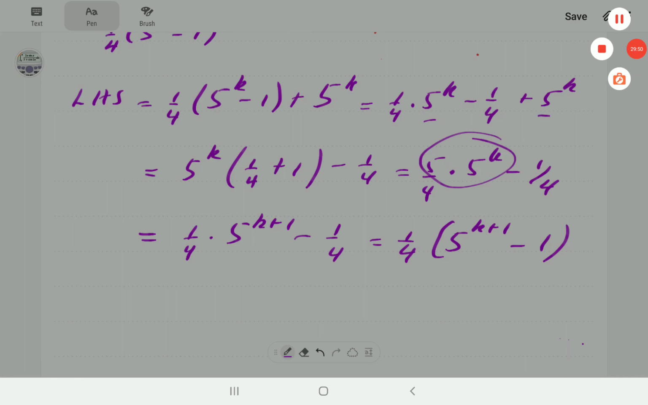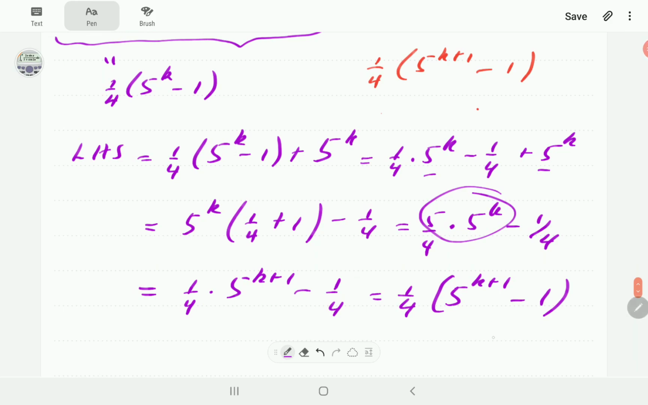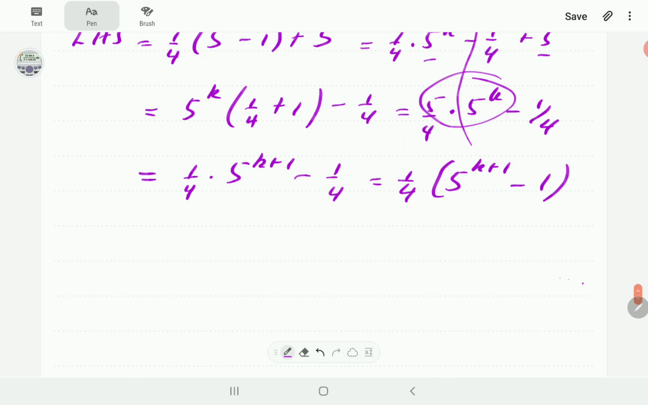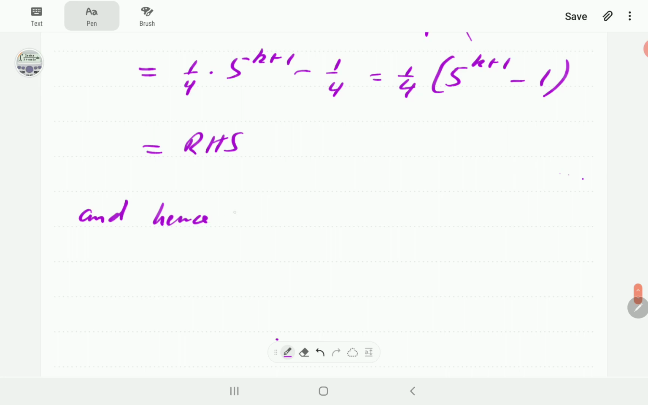Yeah, so let's just conclude. This is exactly the same as that right hand side there. So say this is equal to the right hand side, and hence the formula is true for all natural number values of n, right?